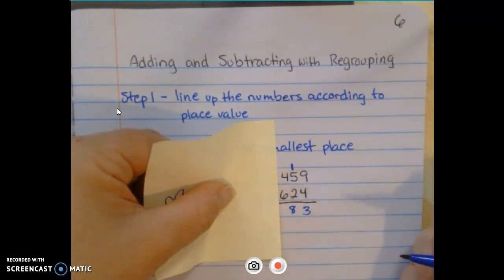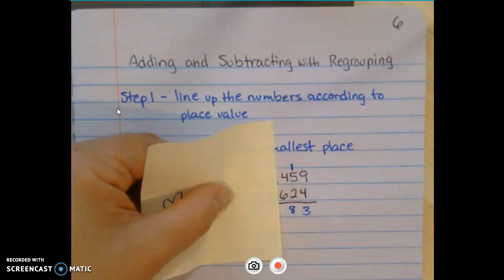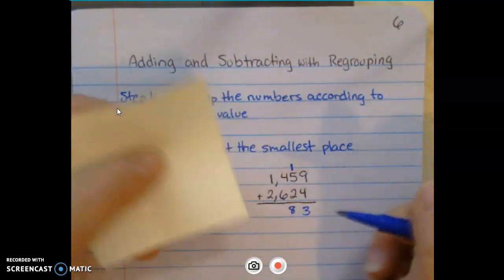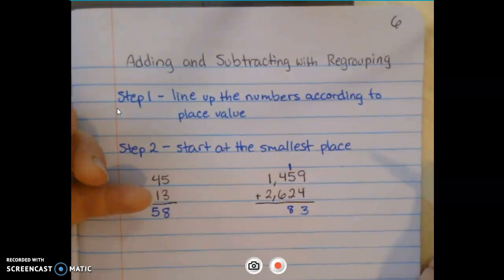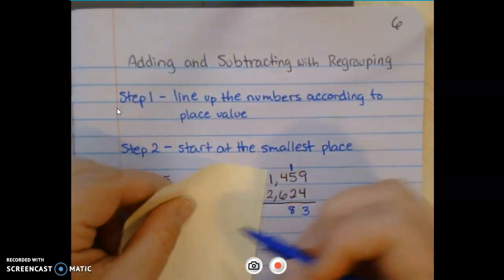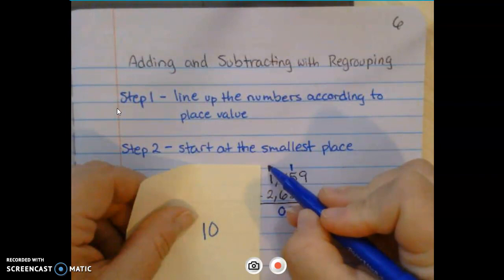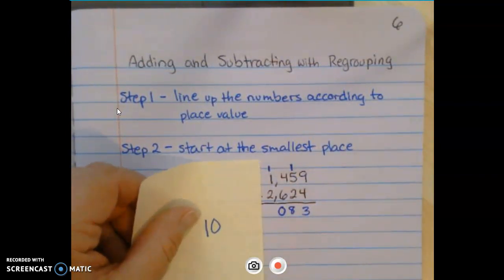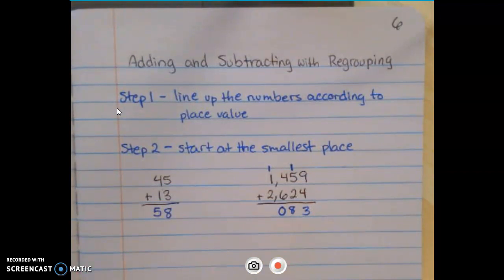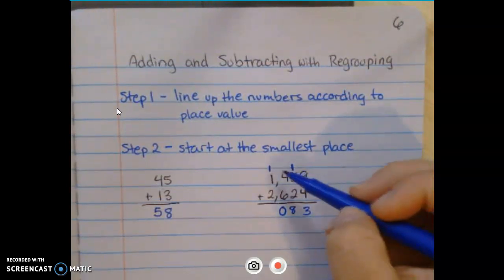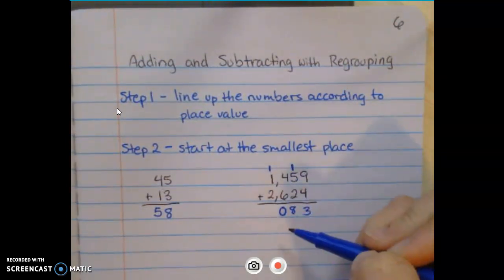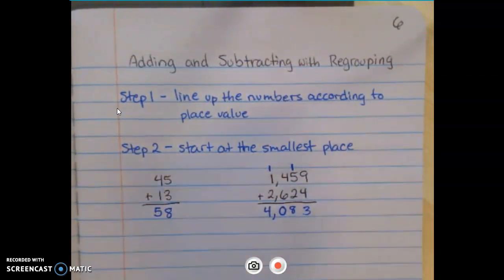Well, if I have a group of 10 hundreds, that is the exact same thing as having 1,000. If I gave you 10 $100 bills, you would have $1,000. So if I thought of the number 10, I'm going to write that 0 in the hundreds column and then take that 1 and carry it over to my next place. I'm regrouping. I'm taking a group and moving it over to my next place. Now I'm left with my thousands place. 1 plus 1 is 2, plus 2 more is 4. So the sum of my numbers is 4,083.